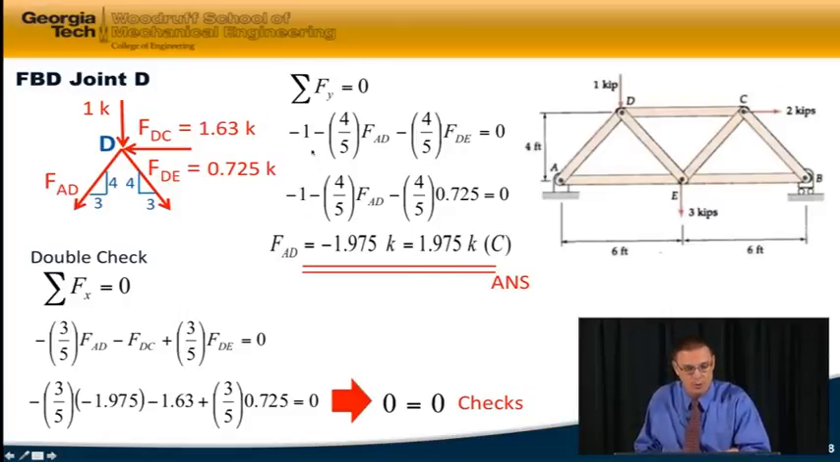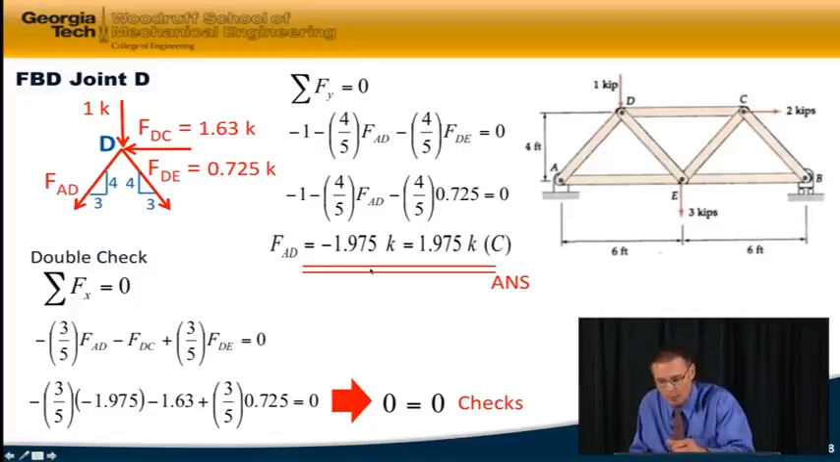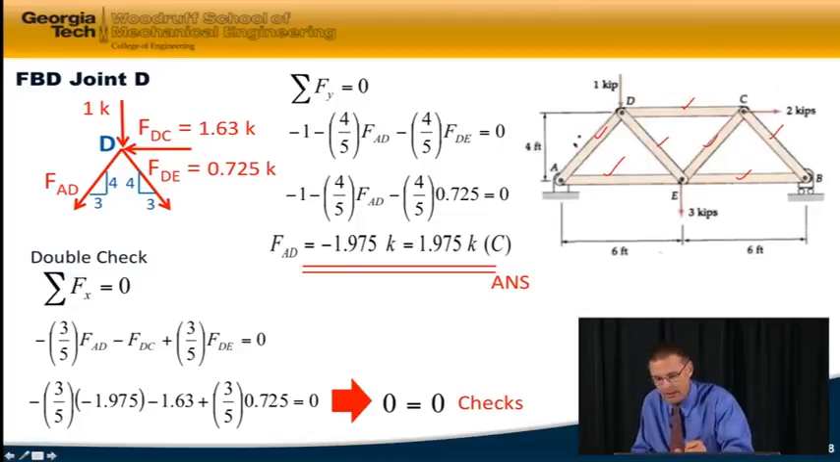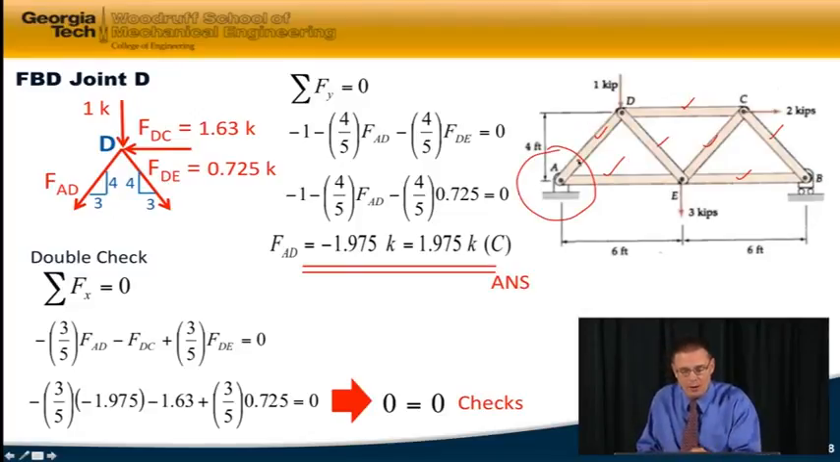And now I sum forces in the Y direction. I can find FAD. You actually only have to do one of these equations. I've double-checked by doing some of the forces in the X direction and find that that also gives me the same answer for FAD. So FAD is 1.975 in compression. So now we've actually gotten all the members. We can do one more check by isolating joint A and make sure that the values that we found for FAD and FAE are correct. So if you'll do that on your own, double check. I'll just show you the answers on the next slide.